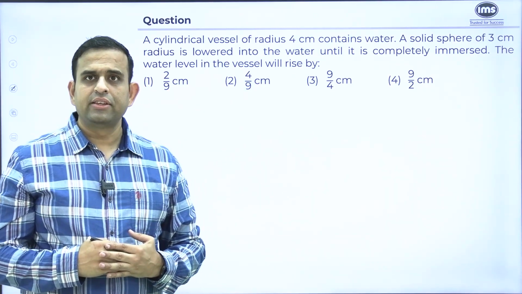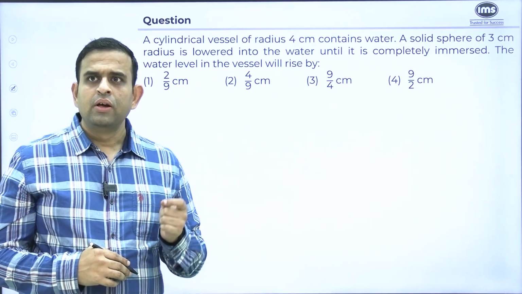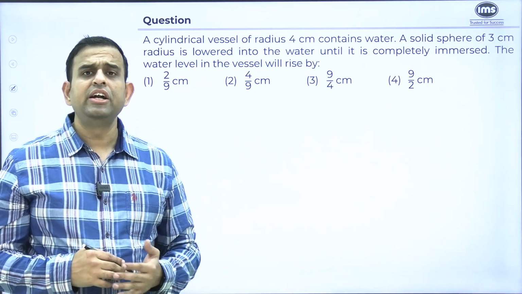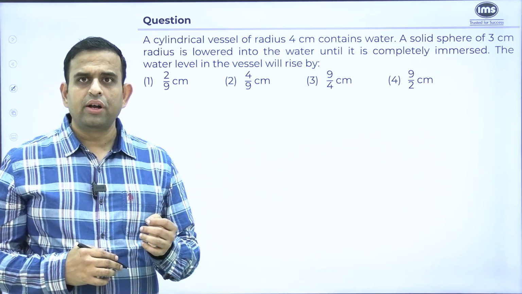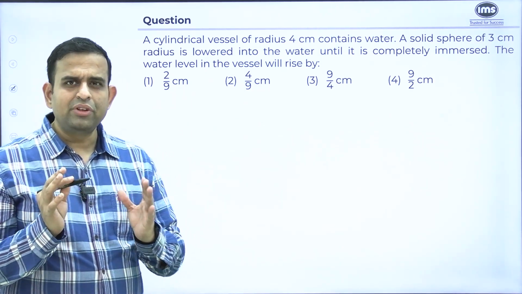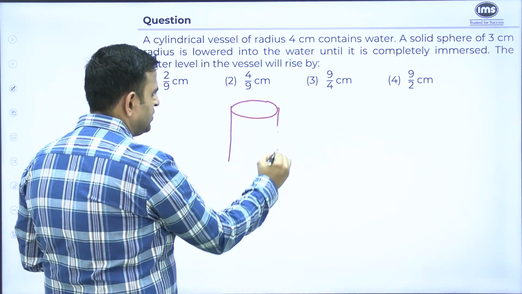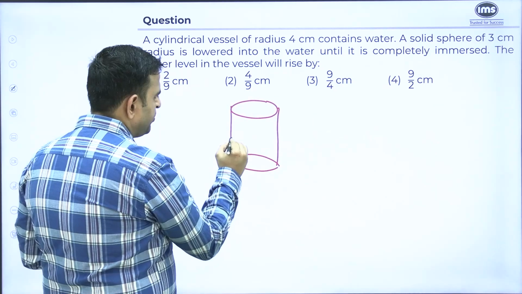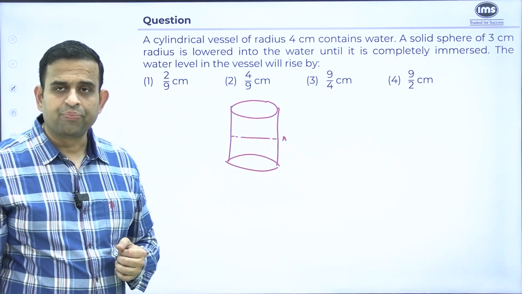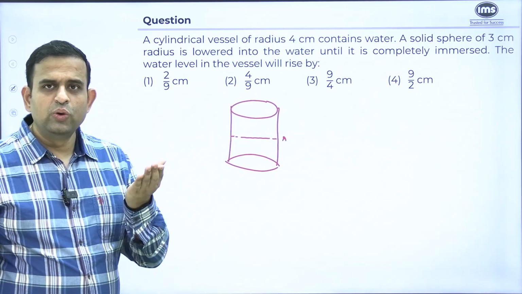In the next sum, which goes like this, a cylindrical vessel of radius 4 cm contains water. A solid sphere of 3 cm radius is lowered into the water until it's completely immersed. The water level in the vessel will rise by how much? So understand, if you try to understand with the help of a diagram a bit, let's say we take a cylinder, and suppose the water level happens to be at the point A over here. Now once you immerse the solid sphere, the water level is going to rise.